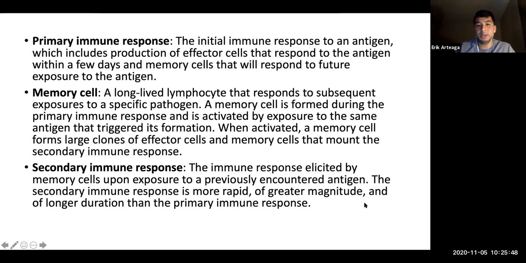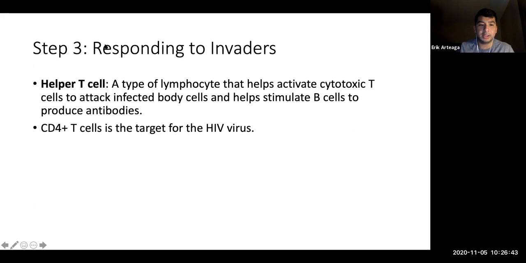All right. The primary immune response is the initial immune response to an antigen, which includes production of effector cells that respond to the antigen within a few days, and memory cells that will respond to future exposure to the antigen. A memory cell is a long-lived lymphocyte that responds to subsequent exposures to the specific pathogen. Memory cells form during the primary immune response and are activated by exposure to the same antigen. When activated, a memory cell forms large clones of effector cells and memory cells that mount the secondary immune response. The secondary immune response is the response elicited by memory cells upon exposure to a previously encountered antigen. It is more rapid, of greater magnitude, and of longer duration than the primary immune response. Secondary immune responses are always better, and this is again why we have vaccinations.